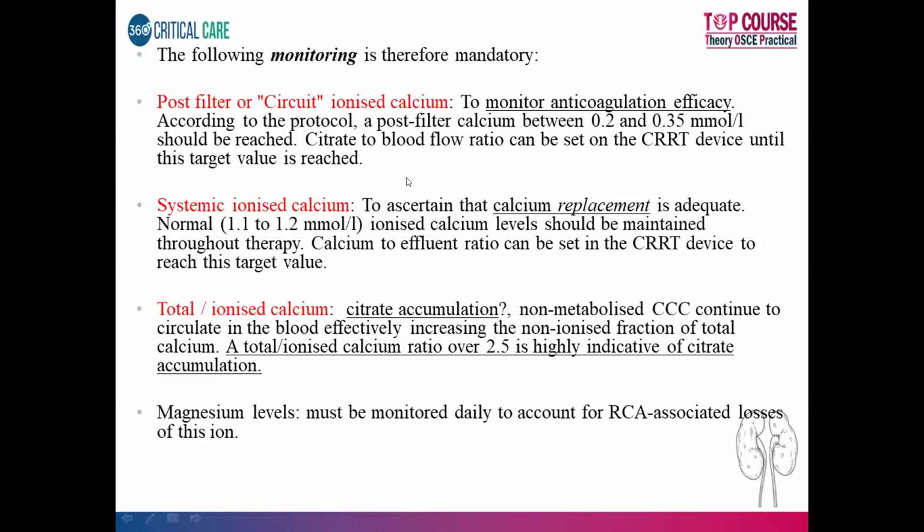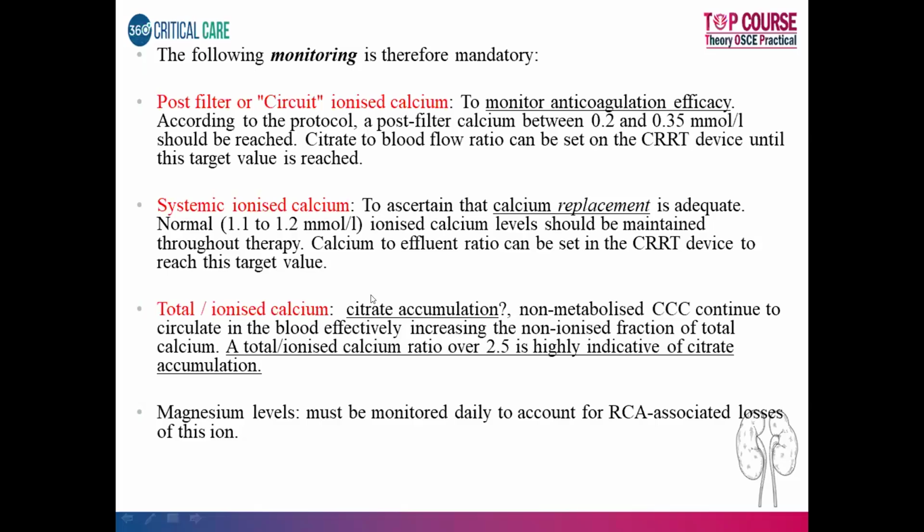Now, second is the systemic ionized calcium. Why do you want to measure this? Because you have to see how much calcium replacement you require for the patient. Because as I told, hypocalcemia is one of the problems with citrate. So you have to measure the systemic ionized calcium, that is nothing but the patient's ionized calcium. Normally it should be between 1.1 and 1.2 millimoles per liter.